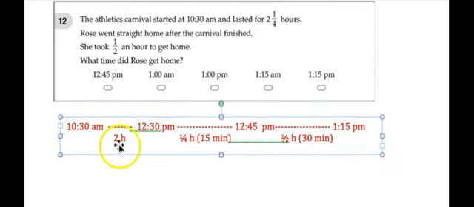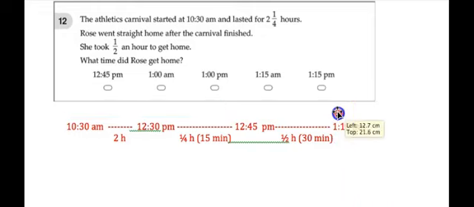So let's just add 2 hours first. So we've got 10:30, then we jump to 11:30, 12:30, that's our 2 hours. Then we're going to add 1/4 hour. Now 1/4 hour is 15 minutes. So 12:30 plus 15 minutes is 12:45. Then a half an hour to get home. Now a half an hour is 30 minutes, which is really 2 lots of 15 minutes. So from 12:45 we go to 1 o'clock and then to 1:15. So therefore Rose would get home at 1:15.